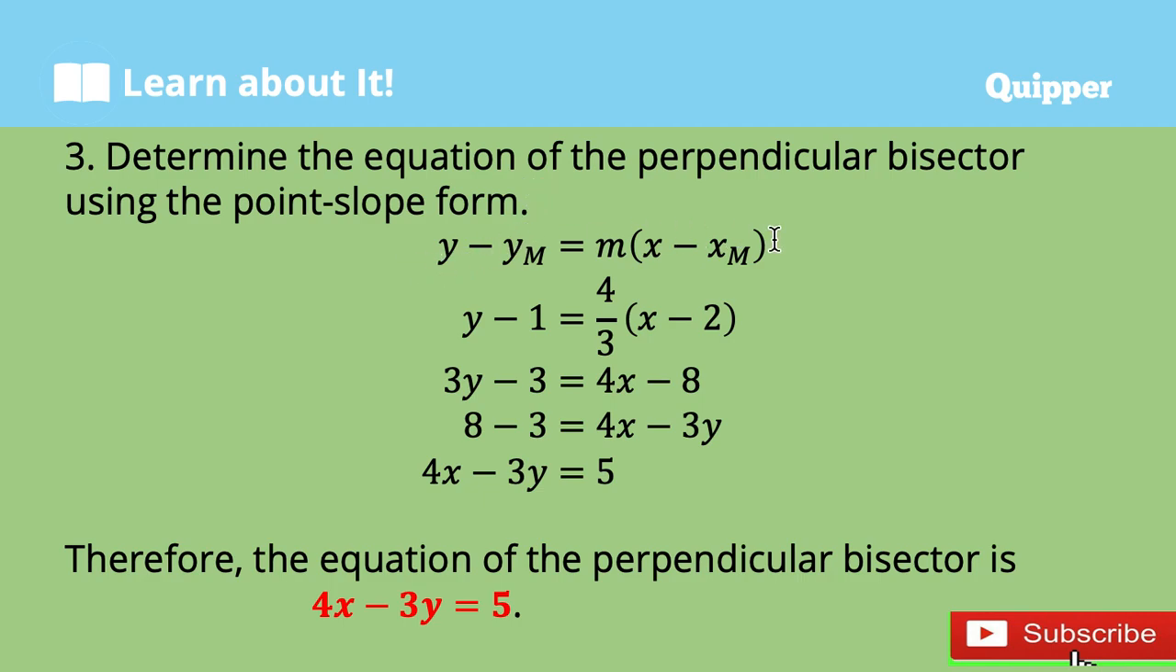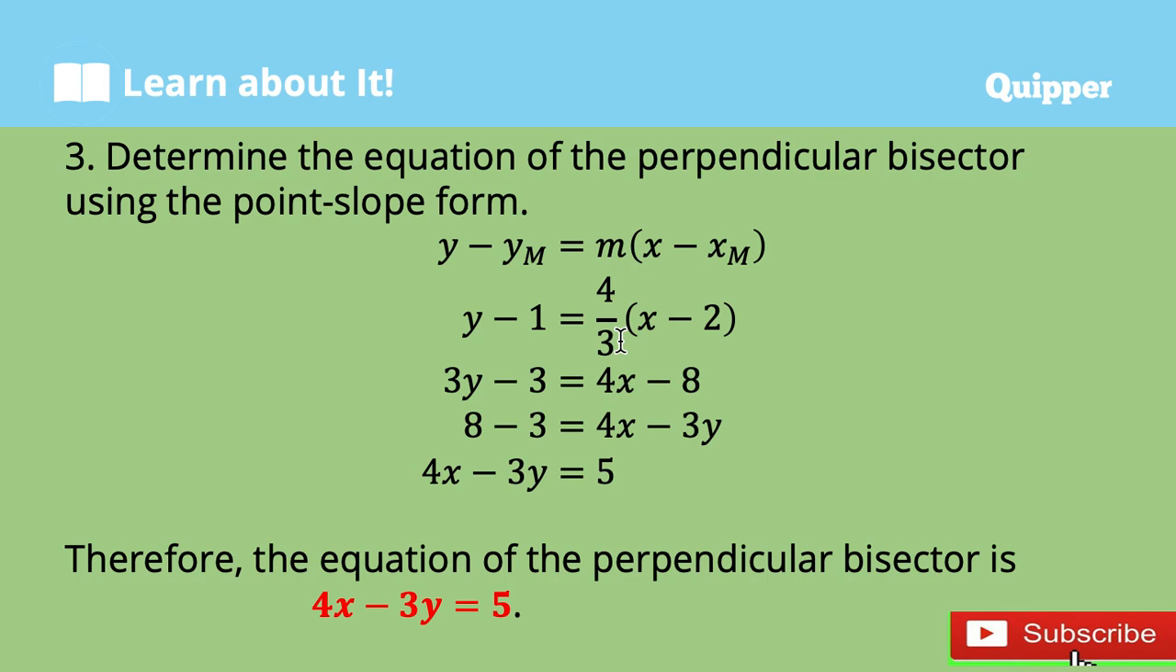Here's the formula. The M there is the slope of a perpendicular bisector. So of course, in equation, there must be y and x. So all you have to do is to substitute the value for y component of the midpoint, the slope of a perpendicular bisector, and the x component of the midpoint. So we have, take note that the midpoint is at 2, 1. So we have our y component of the midpoint is 1. Then the x component of the midpoint is 2. And the slope is 4/3.